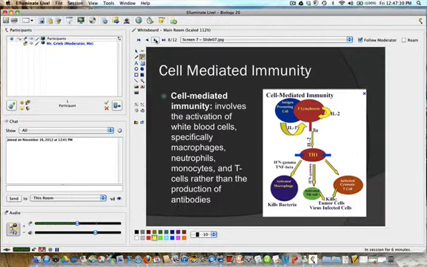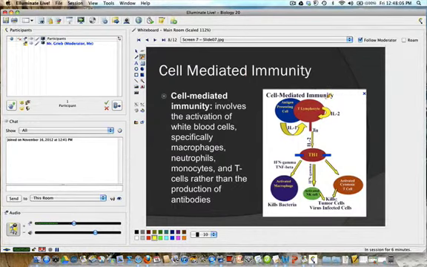Now, cell-mediated immunity. We're going to be talking about the immune system here for a bit. I know we did discuss it previously, but we're going to focus on the cell-mediated portion. This involves the activation of white blood cells, specifically macrophages, neutrophils, and monocytes, which we talked about in detail last time, and T cells, rather than the production of antibodies. So that's what cell-mediated means. But we're going to talk about some of the cells involved here as well.